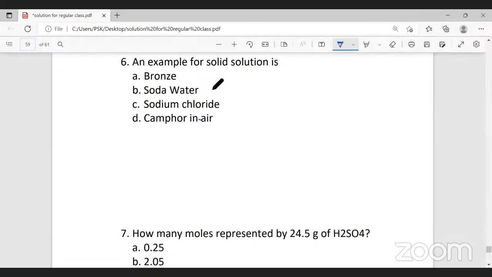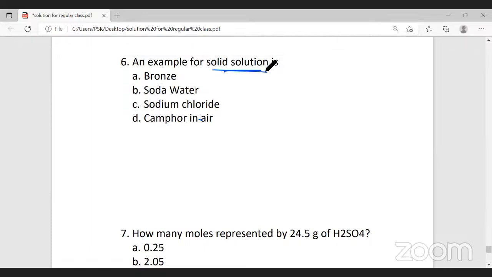Example for solid solution. Please tell me this answer. It's very simple. Example: bronze. Alloys are what? Example for solid solution. Very good.